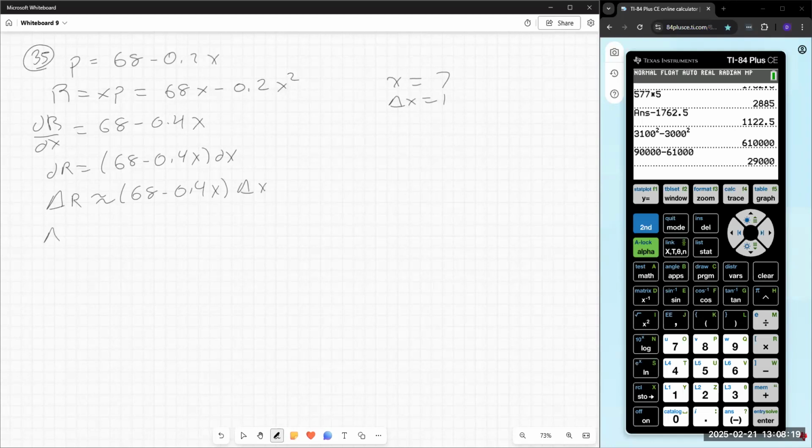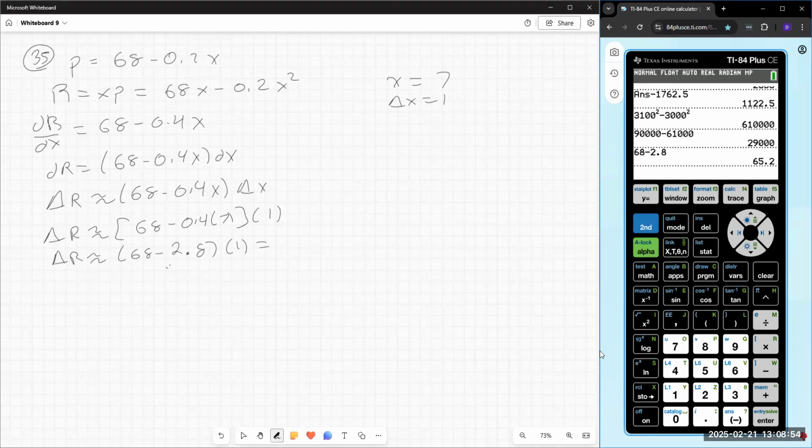And delta r is approximately 68 minus 0.4x delta x. So delta r is approximately 68 minus 0.4 times 7 times 1. It's going to be delta r is approximately 68 minus 2.8 times 1. 68 minus 2.8 is 65.20.